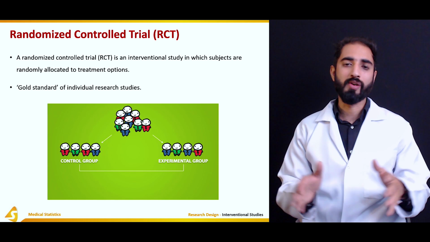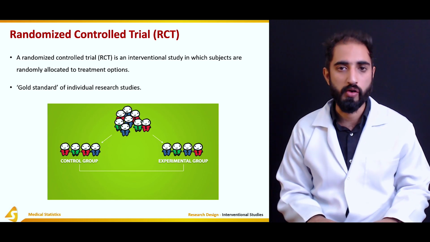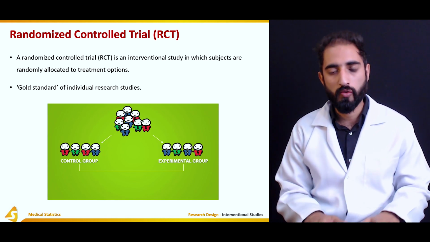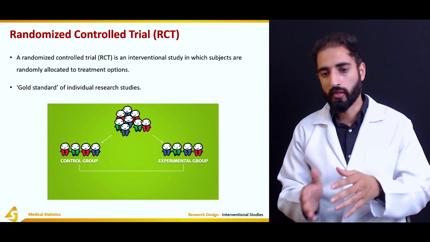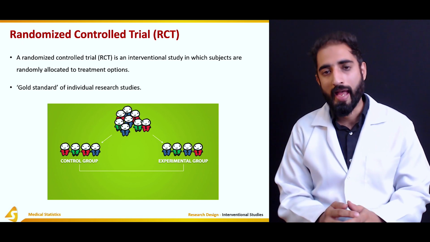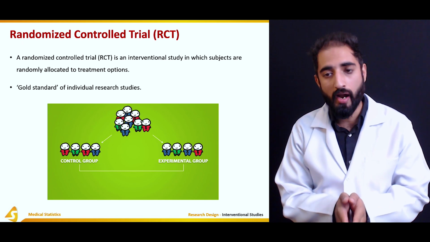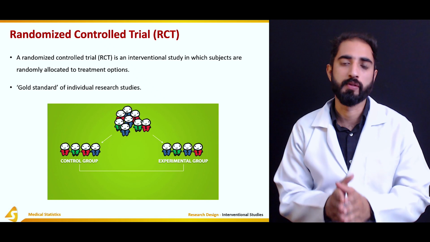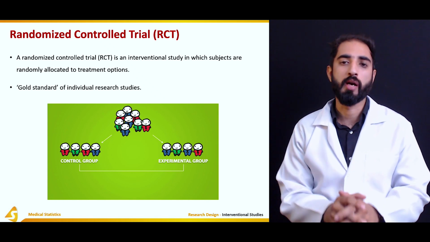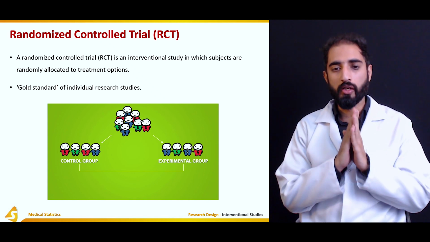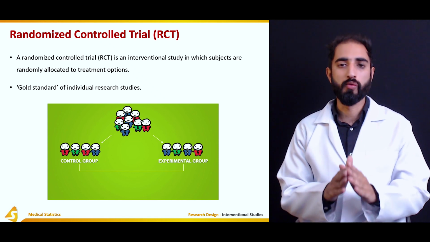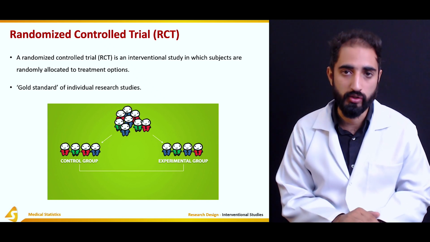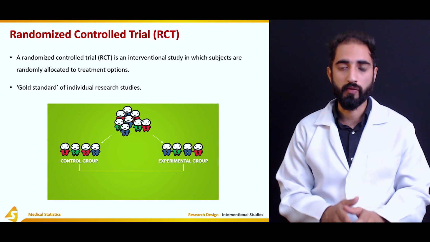Now, randomized control trial, the highest form of evidence in terms of original research. A randomized control trial is an interventional study in which there are two or more groups, and the participants are randomly allocated to these treatment groups. That is a randomized control trial. It is the gold standard of individual research studies, the highest form of original research in terms of evidence.